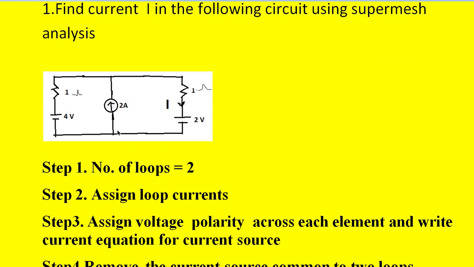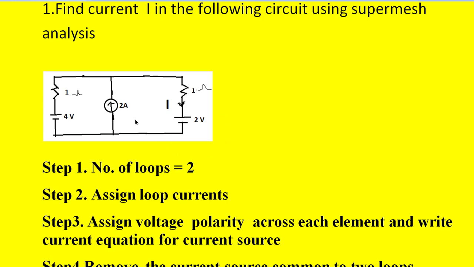If you look at the figure, we find there are two voltage sources, each connected in parallel with the current source. See, this is a 4 volt source in series with a 1 ohm resistor, connected in parallel with the 2 ampere current source. Similarly, a 2 volt source and a 1 ohm resistance are connected in series, and the combination is connected across the 2 ampere current source.